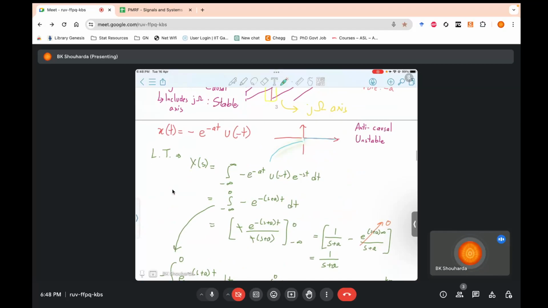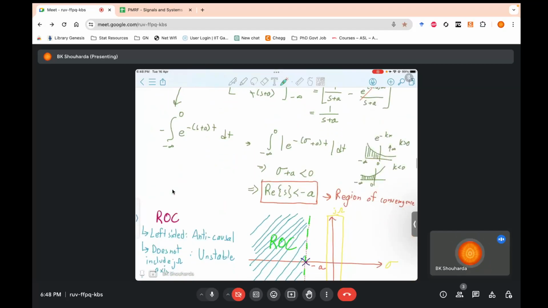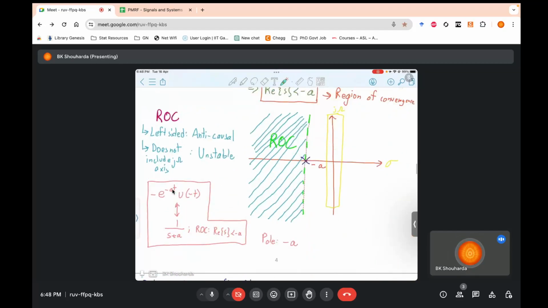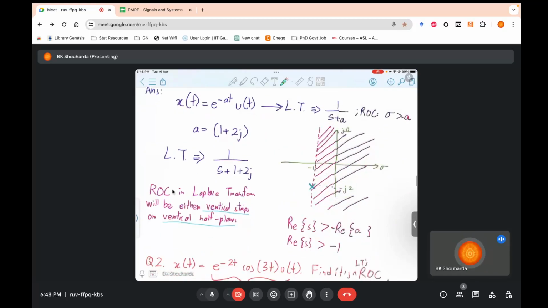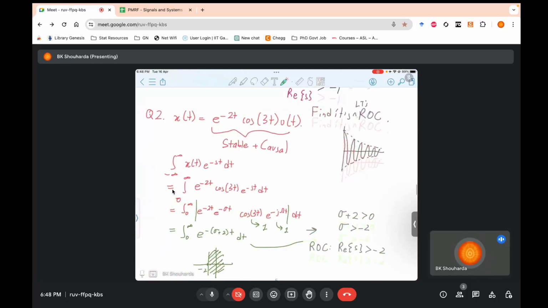See, this is the opposite case, same signal, it gives the same Laplace transform, but the ROC is left sided. Left sided means the signal is anti-causal, and because it does not include the j omega axis, it is unstable. Similarly, you can find the ROC for other signals depending on their behavior.